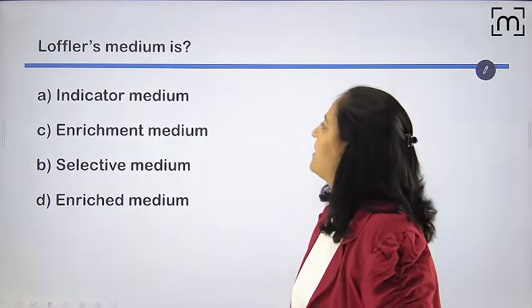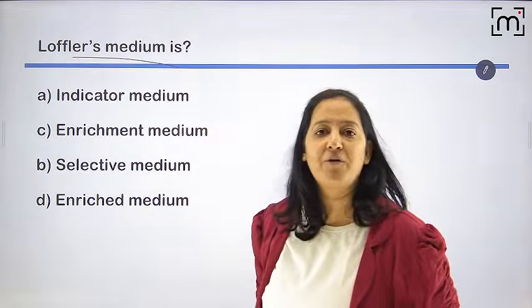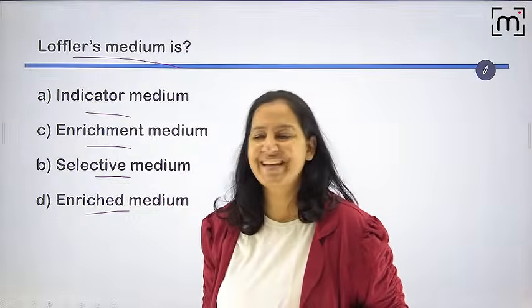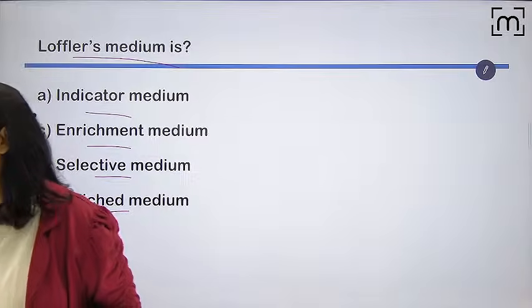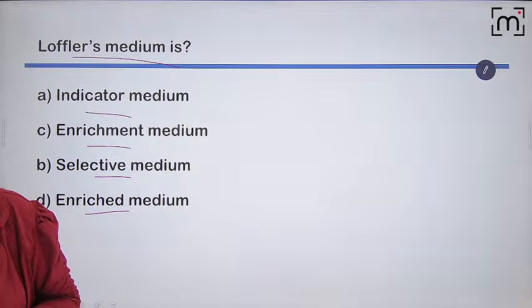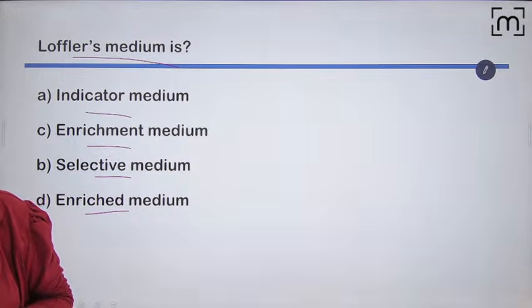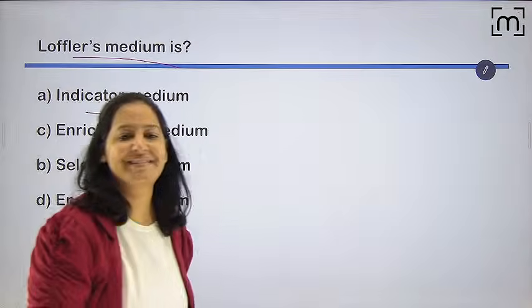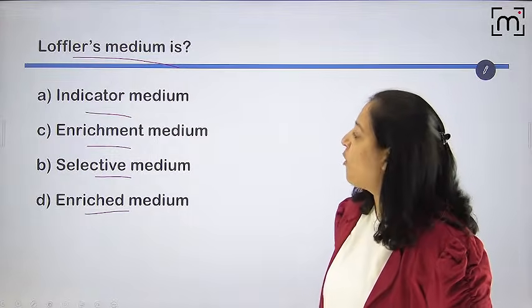Read the first question, tell me the answer. Loeffler media is an example of: your options are indicator, enrichment, selective, or enriched. What is the correct answer? Let me see who is first. What is the correct answer, people? Fast. Yes, Shreya is first to answer, and correct, I guess. So the correct answer is enriched.